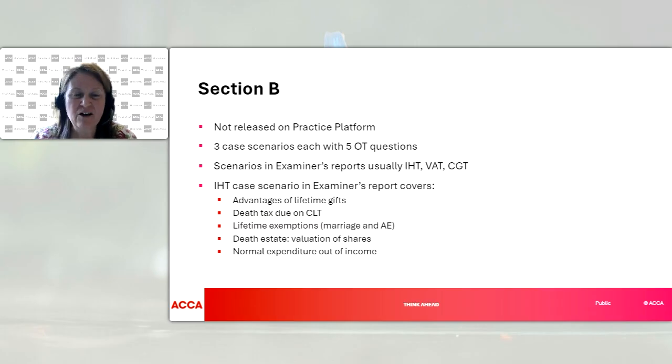And these, although they're case scenarios, are going to be independent questions, which means that if you get one wrong, you should still be able to get all of the rest of those right. And each of them is marked out of 2. Again, 2 marks for getting it right, 0 if you get it wrong. So have a look through the examiner's report and you'll see that inheritance tax scenario.